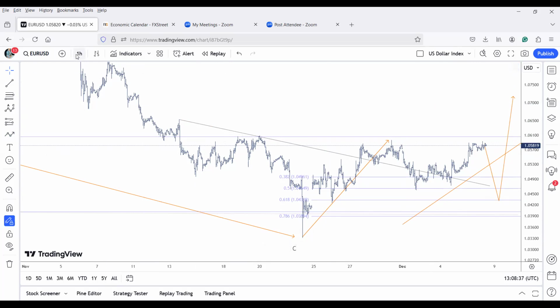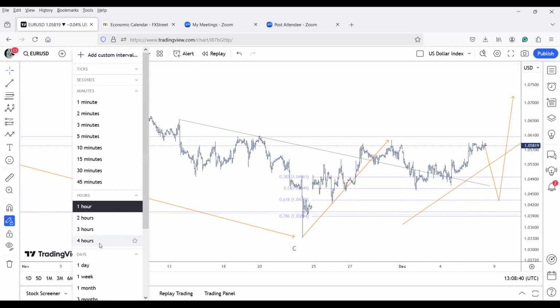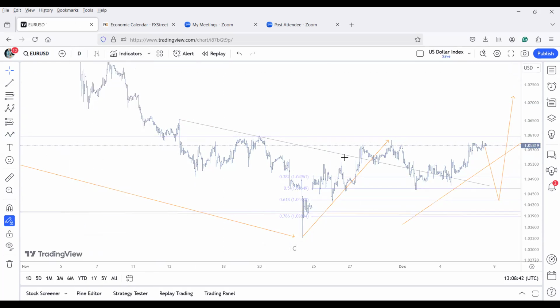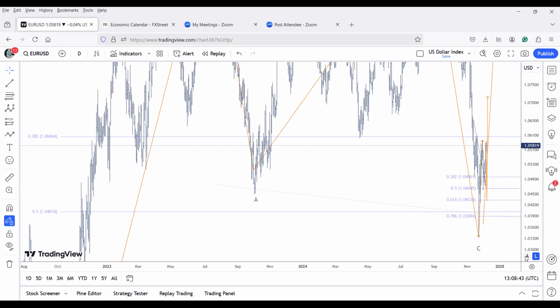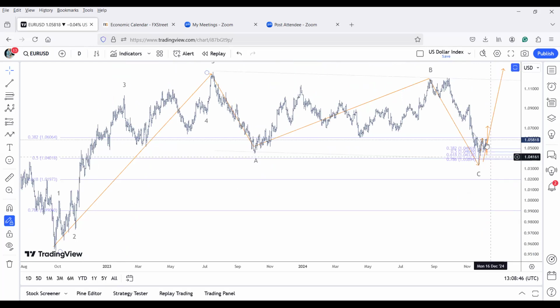In that case, there will be one more low, or there would ideally be one more low below 1.03, prices settling down towards this zone, 1.02, and then we take up another call from there.